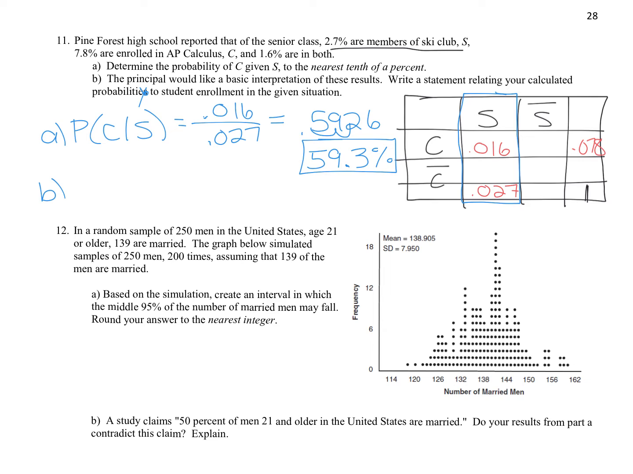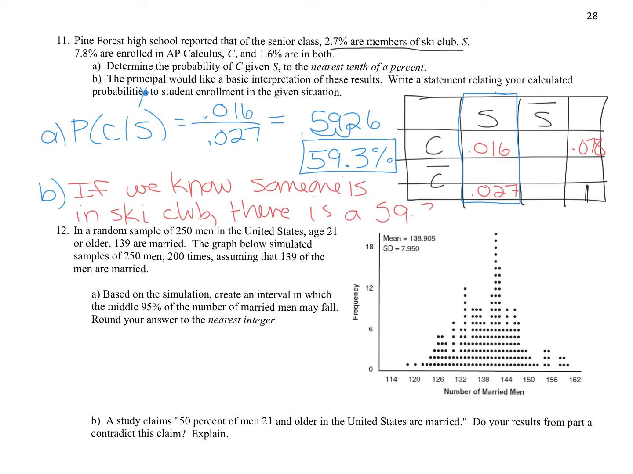So we need to explain what given means in this situation. So if we know someone is in Ski Club, there is a 59.3% chance they are in AP Calc. Okay, so that's an explanation of our given. I didn't actually use the word given. If you had to, that would be fine, just as long as you know you wrote that out.